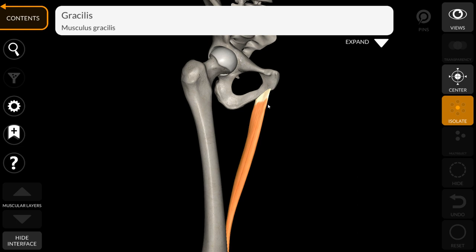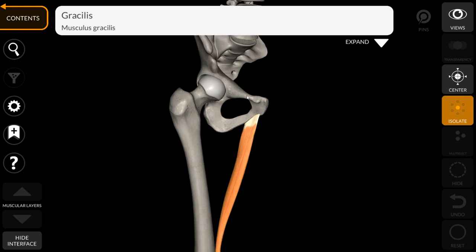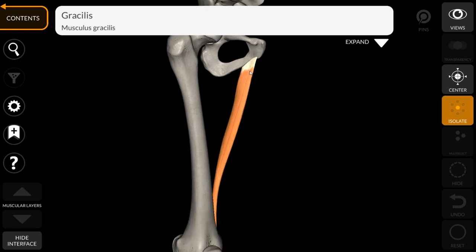Again, I repeat. Superior ramus of pubis here, this is your pectineus. Superior ramus of pubis close to the body, this is adductor longus. Body of pubis, that one is adductor brevis. When we talk about inferior ramus of pubis, this becomes the origin for your gracilis. And this gracilis is basically the most medial muscle of the adductor compartment.